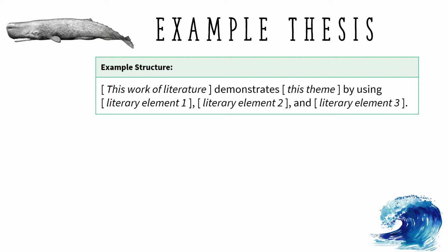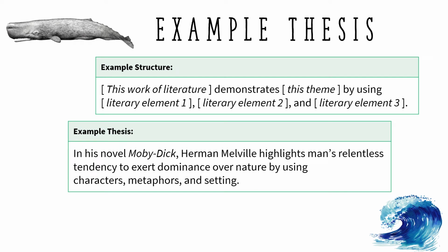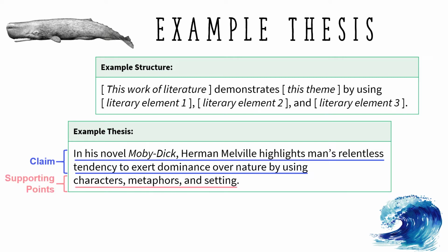An example of a thesis on a theme in Moby Dick that uses this structure might look like this. In his novel Moby Dick, Herman Melville highlights man's relentless tendency to exert dominance over nature by using characters, metaphors, and setting. The first part of this thesis is the claim. Here, the writer focuses on the theme of man versus nature. The second part of this thesis lists the supporting points. The writer believes that this theme is demonstrated through the use of 3 literary elements: characters, metaphors, and setting.